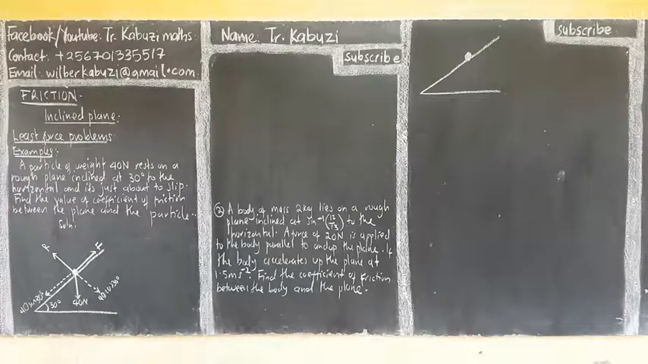After that, I think the rest are okay. So this is our 30 degrees, this one here. That is the basic way we resolve that. After that, we find the value of the coefficient of friction.